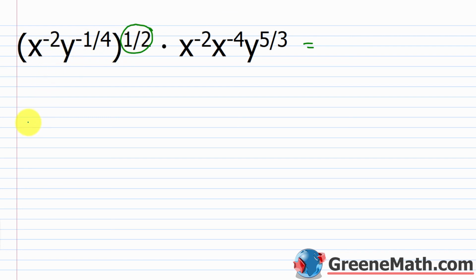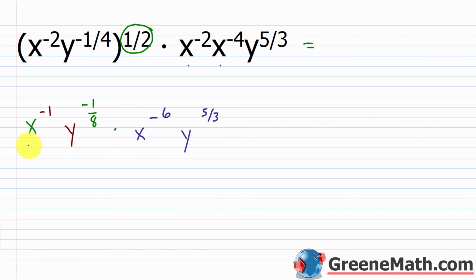So x stays the same in this scenario. And we have -2 raised to the 1/2 power. So -2 times 1/2. We know that this cancels with this. I'd have -1. So this is x to the power of -1. And then for y, I have the power of -1/4 times 1/2. So 4 times 2 is 8, so this would be -1/8. Okay, then times. Over here, if I have x and I have x, that stays the same. And then -2 plus -4 is -6. And then lastly, I just have y to the 5/3 power.